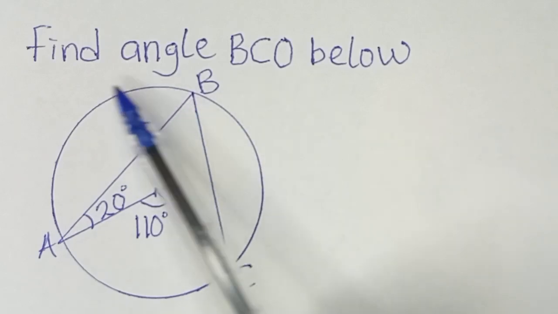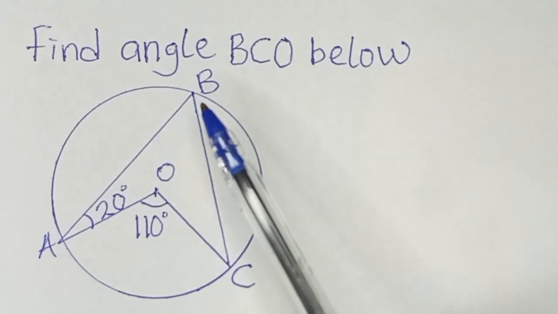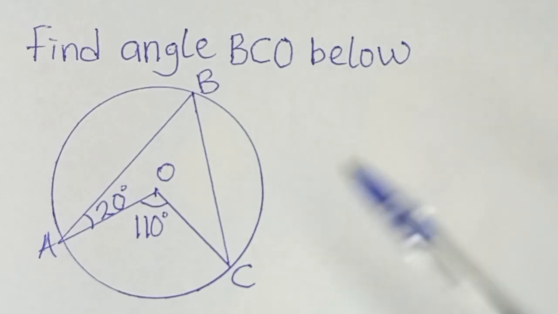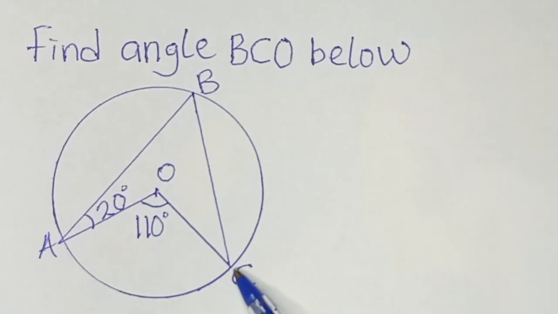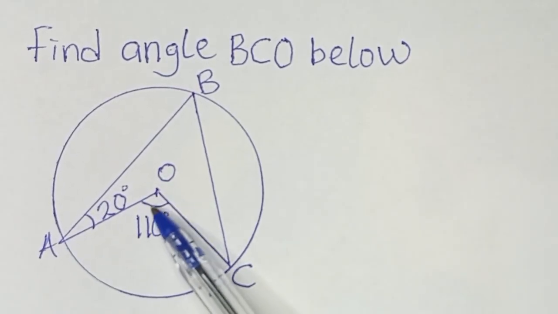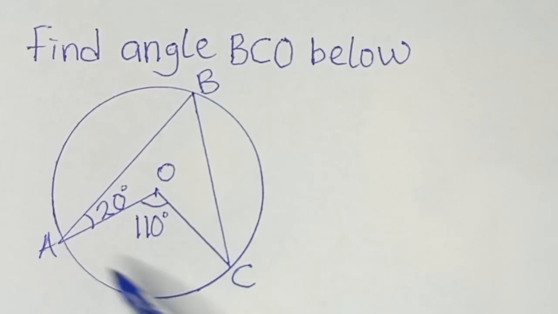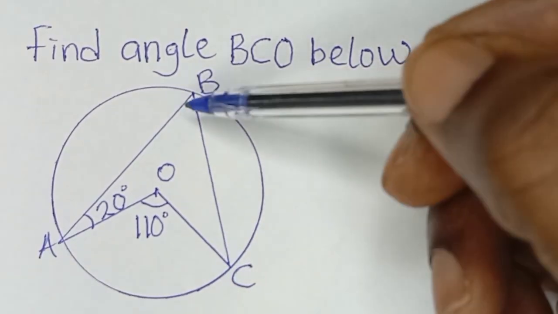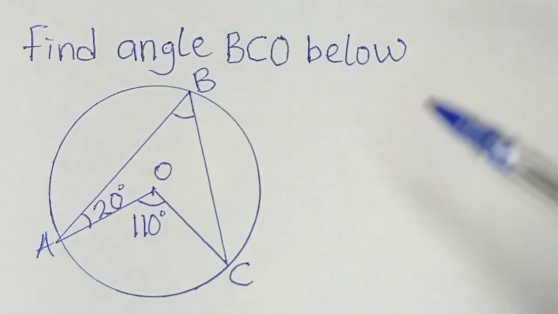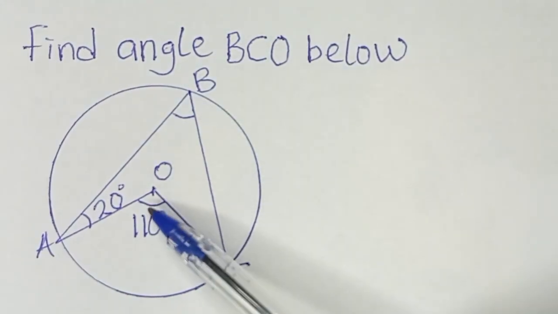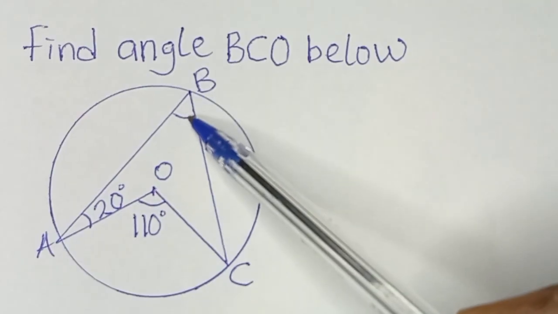Let me show you a direct method of solving questions like this. Now, let's look at these 2 points, A and C. We have these 2 lines going to the center to form angle 110 at the center. From the same points A and C, we have these 2 lines going to the circumference to form this angle here at the circumference. So don't forget the theorem that says that angle at the center is twice that at the circumference.